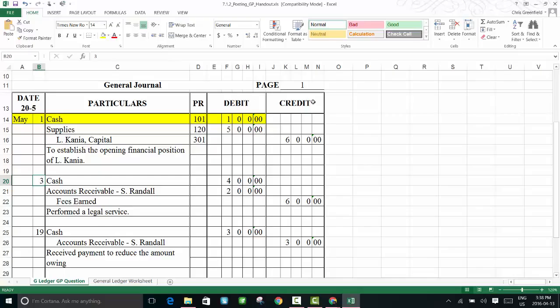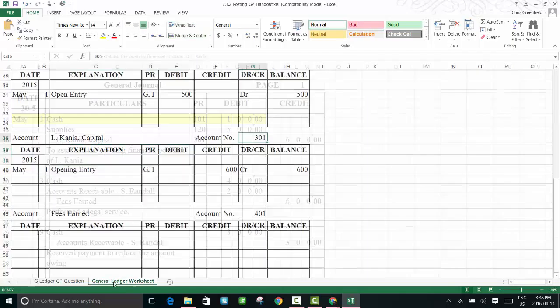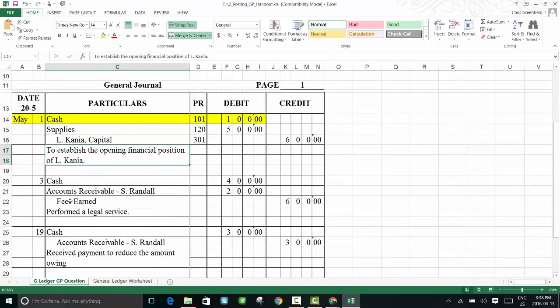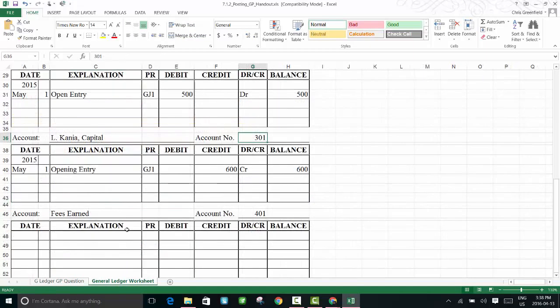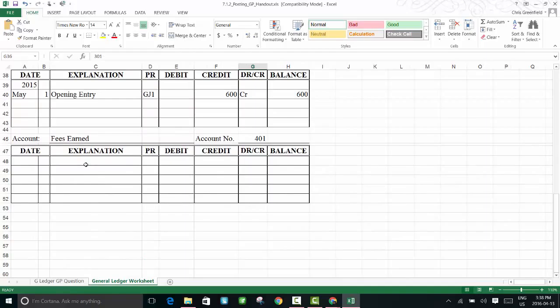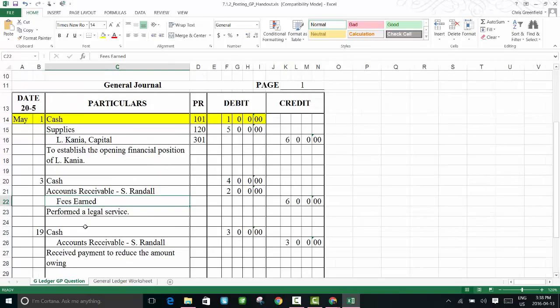Differences are, though, that it's on May 3rd now, and these are no longer the opening entries. So when we talk about the opening entry, it's for the business, not for the GL, which is what we call the short form for general ledger. So for instance, this fees earned account, we haven't used it before, but when we go to do it, we can't put in an explanation. Even though it's the first entry for fees earned, this is no longer the opening entry for the business. So we're going to leave it blank. All right, so May 3rd, cash debit entry for $400.